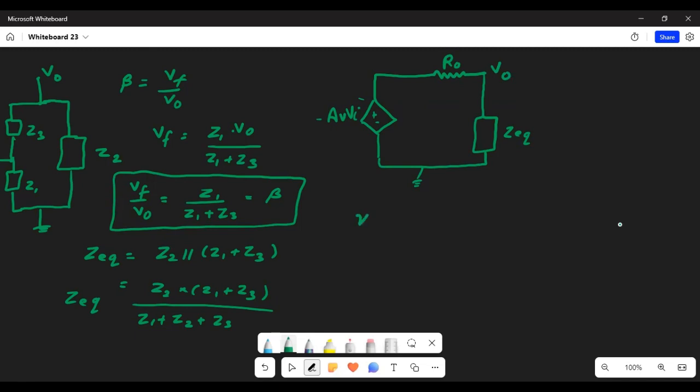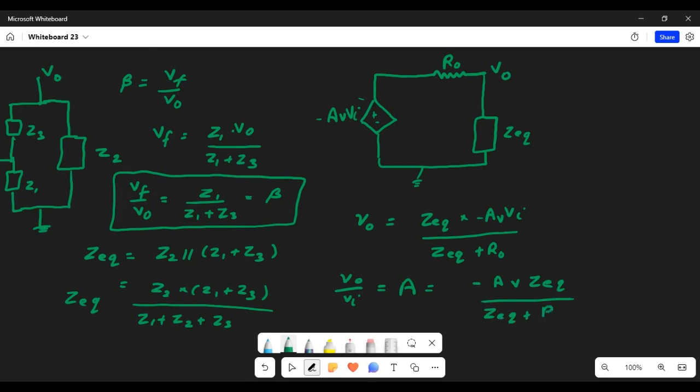Simplifying the circuit with the op amp, which has the AV VI voltage source, R output and Z EQ, the output voltage V output will be Z EQ multiplied with minus AV VI upon Z EQ plus R naught, or V naught upon VI, which is the gain A, equals minus AV Z EQ upon Z EQ plus R naught. This is again an important equation.